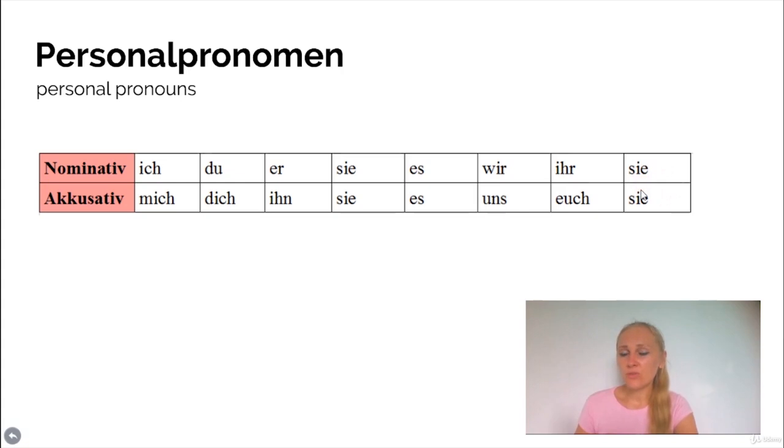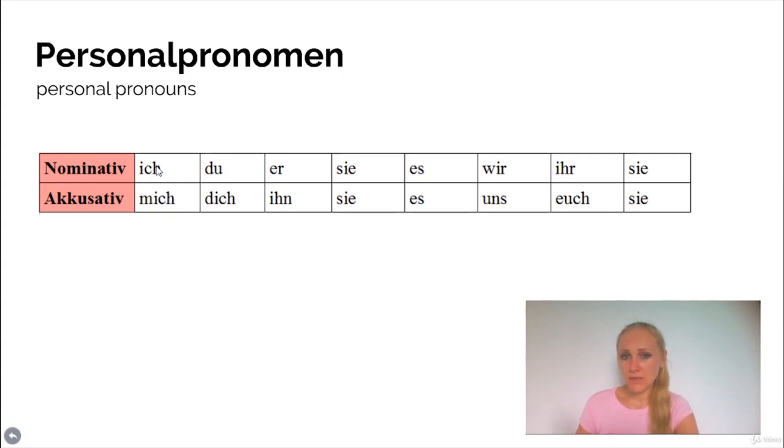Also, if you talk in the polite form to somebody, in the formal way with capital S, it also stays exactly the same in the accusative and the nominative case. Okay, so you would have to learn those. So I would say, for example, du siehst mich, which means you see me, right? You don't say "you see I" in English, you also say "you see me." In German it's the same.